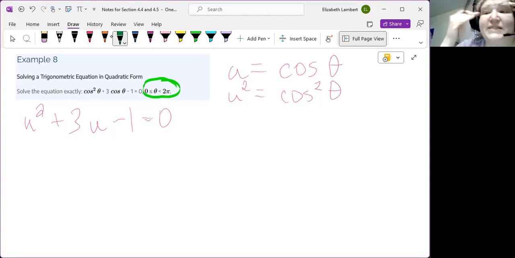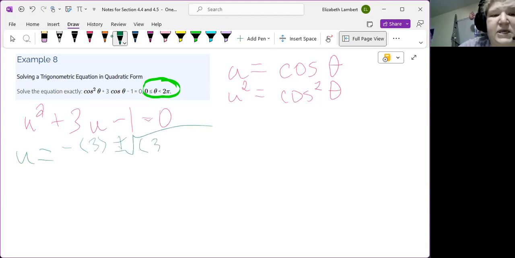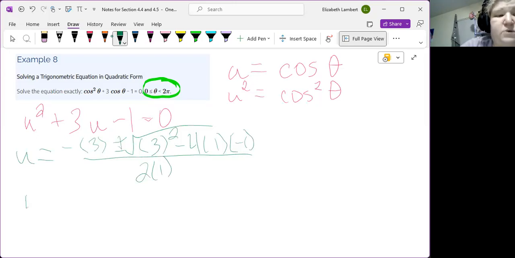All right, so normally it is x equals because the equation is written in terms of x. This is written in terms of u. So our quadratic formula, I'm going to start with u equals negative b, which is 3, plus or minus the square root of b squared minus 4ac, over 2a. I'm going to be really mad if this is just a typo. Nine plus four is the square root of 13.